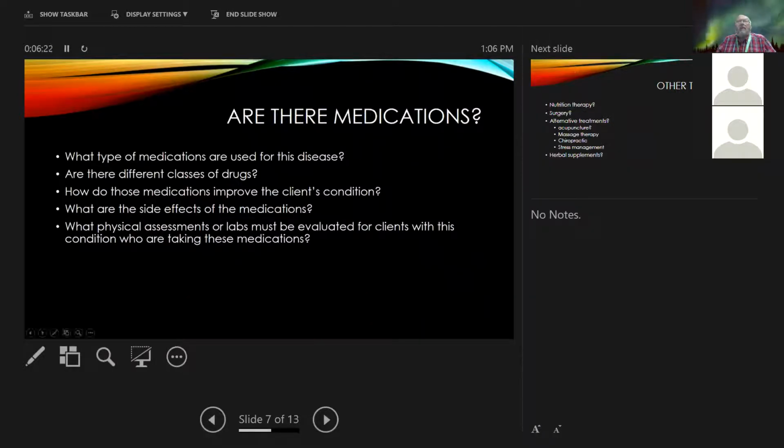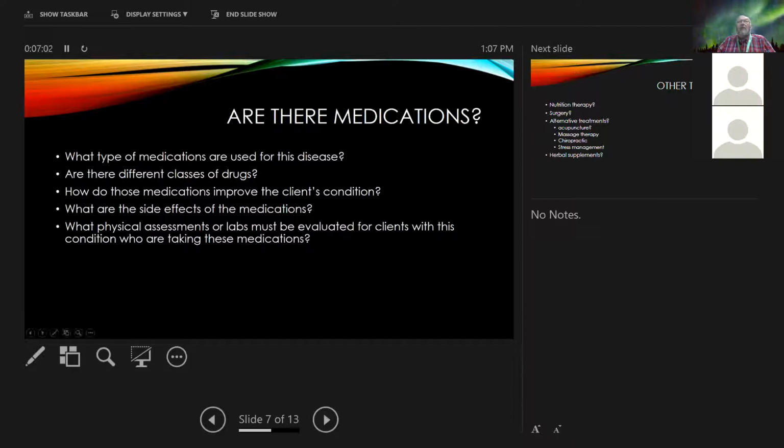What type of medications are used for this disease? Now with asthma, we've got inhalers, we've got corticosteroids, we've got other kinds of treatments that are coming out all the time nowadays, combinations of corticosteroids and bronchodilators and inhalers. Are there different classes of drugs? Yeah, for hypertension, there's ACE inhibitors, there's ARBs, there's beta blockers, there's calcium channel blockers. So you have all these meds that you're going to be looking for and seeing what is available for this person experiencing this pathophysiology.